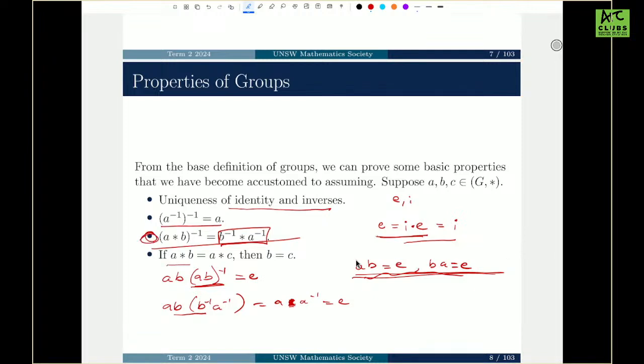Okay, then we have a cancellation law. And this should be clear just by applying A inverse to both sides.